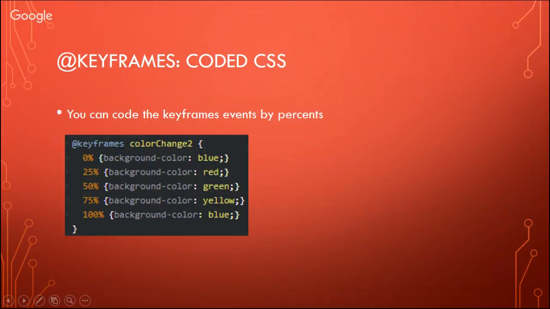We could also code the keyframe events by percentage. So in this case here, color change between 0 and 25%, we're going from blue to red, then red to green, and then green to yellow, and then yellow back to its original color by 100%.